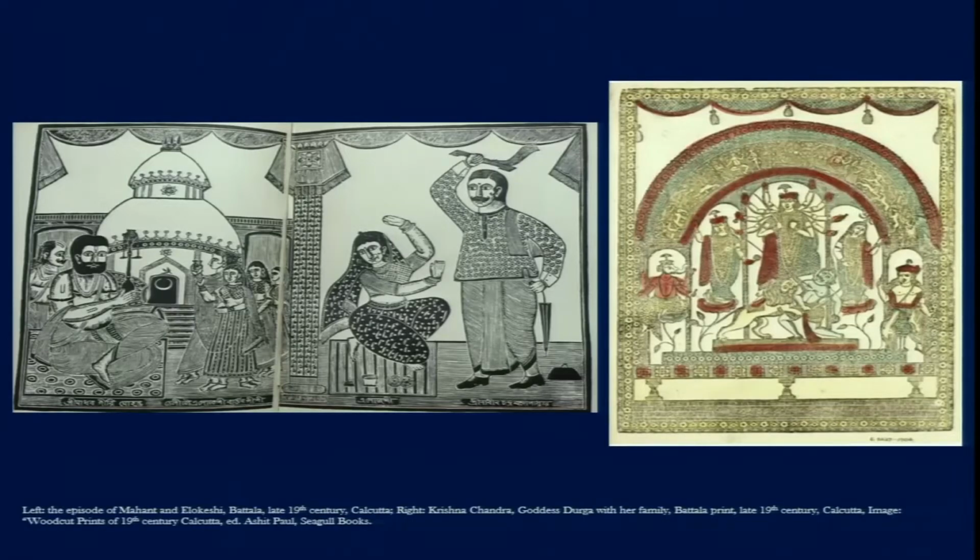Hello everyone, we are continuing our discussion on the printing technologies and different kinds of printing endeavors in the Indian subcontinent during the colonial period. So we have already started talking about the Battala printing in the city of Calcutta, and among the other characteristic features, one thing we can also see is this impressive division of positive and negative areas.